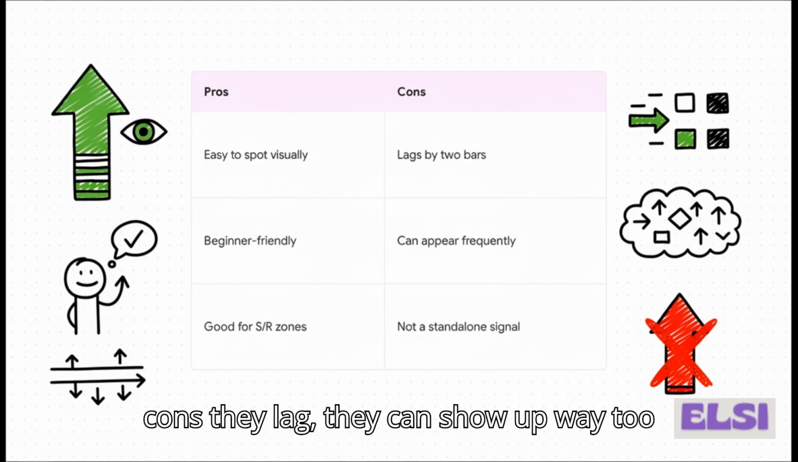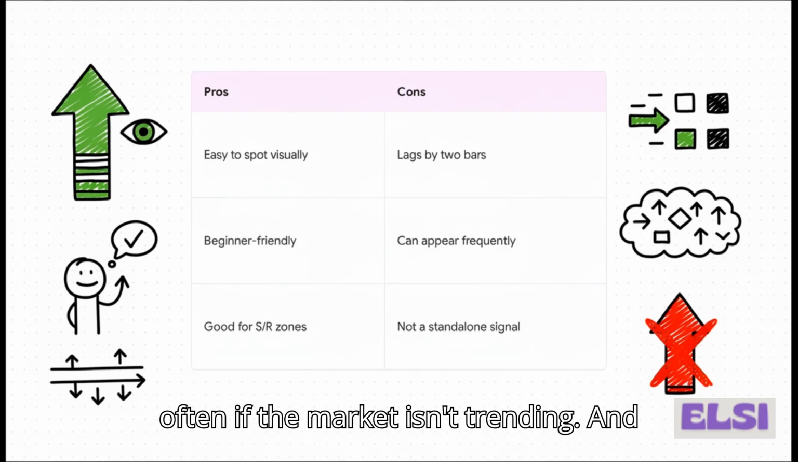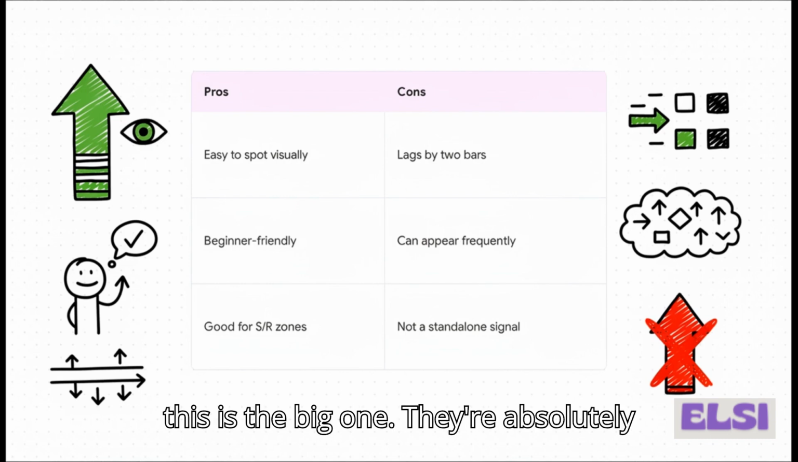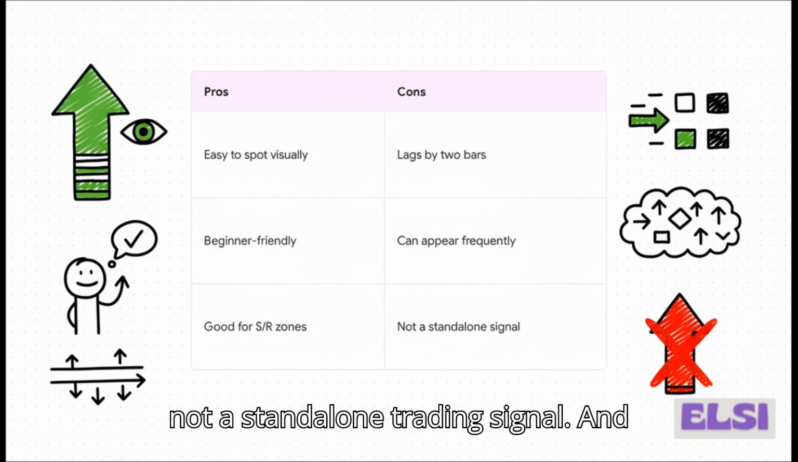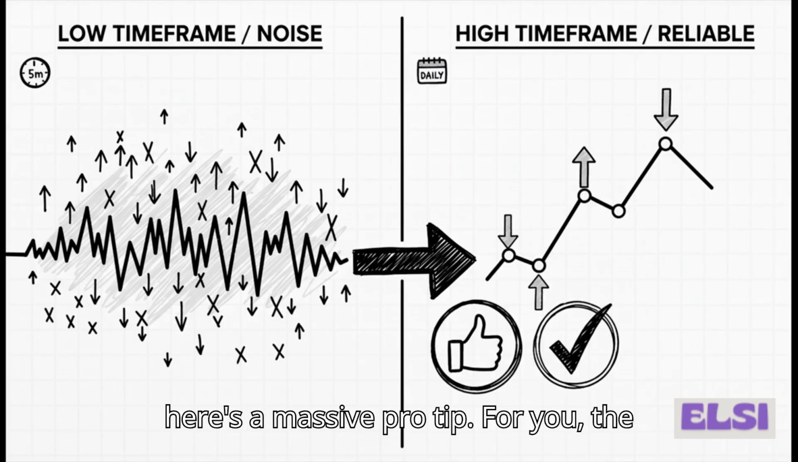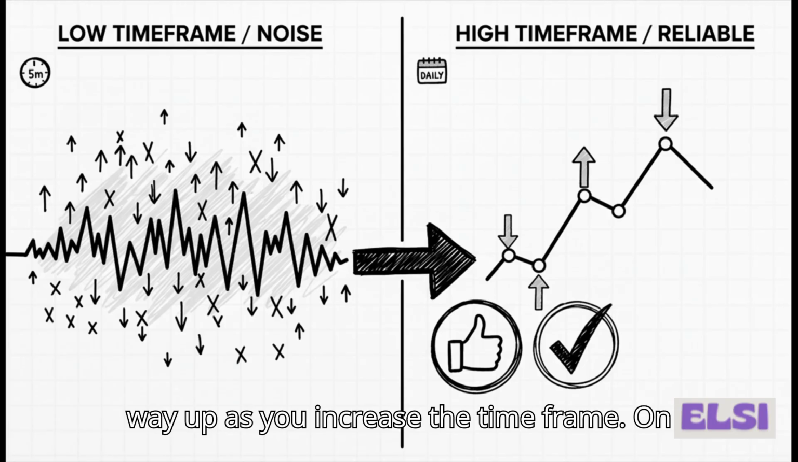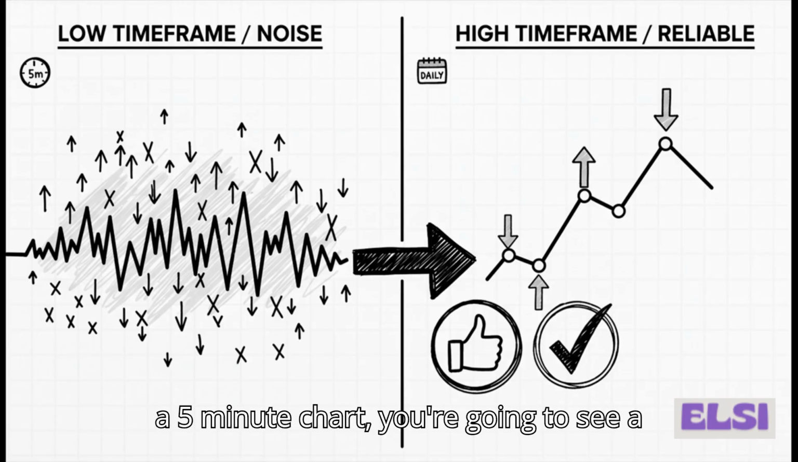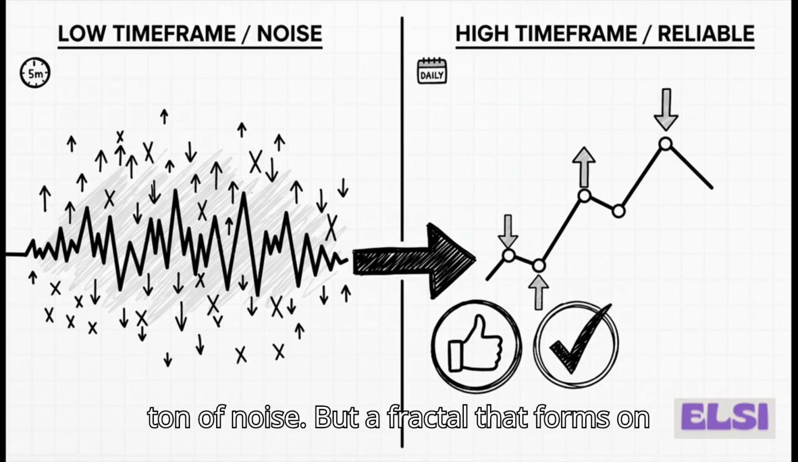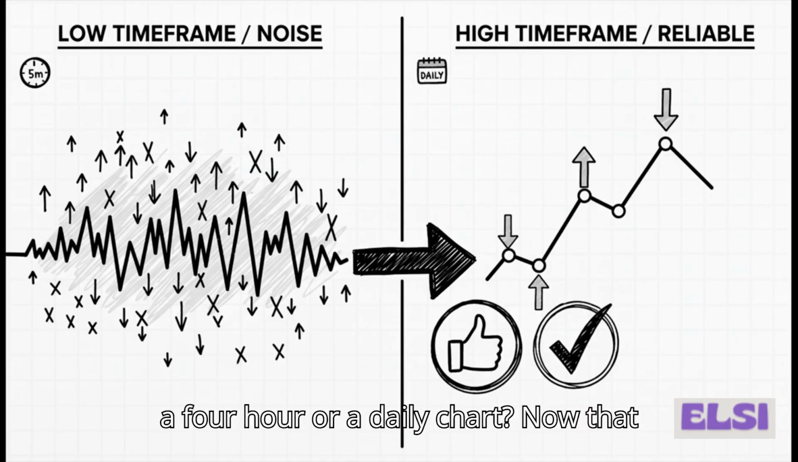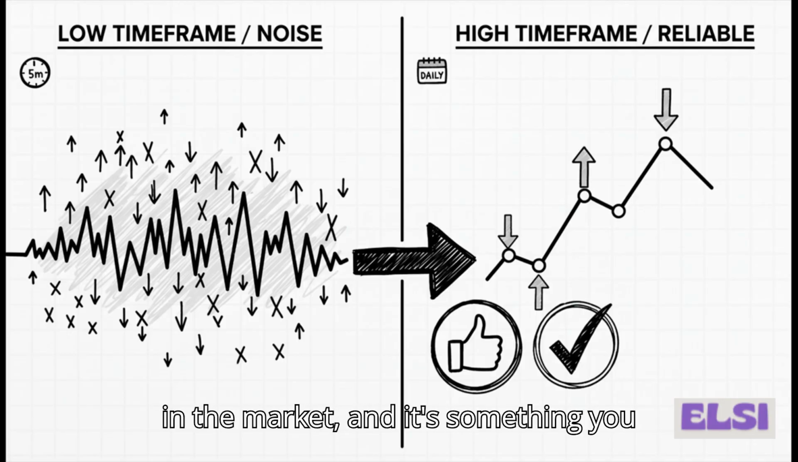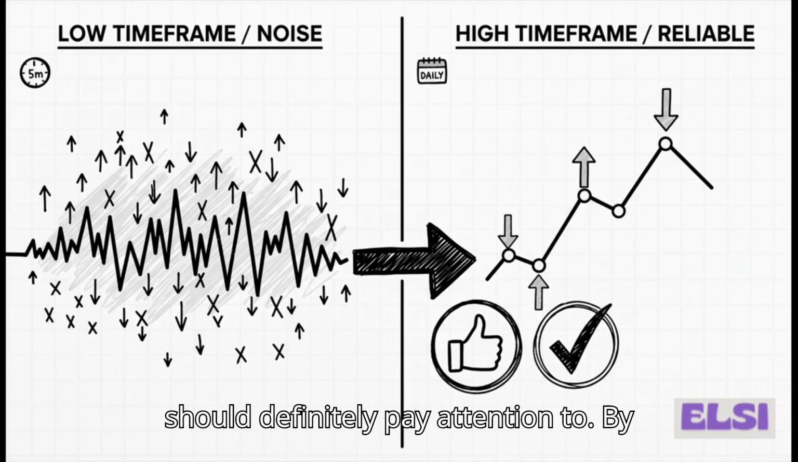The cons? They lag. They can show up way too often if the market isn't trending. And, this is the big one, they're absolutely not a standalone trading signal. And here's a massive pro tip for you. The reliability of a fractal signal goes way, way up as you increase the time frame. On a 5-minute chart, you're going to see a ton of noise. But a fractal that forms on a 4-hour or a daily chart, now that represents a much more significant shift in the market. And it's something you should definitely pay attention to.